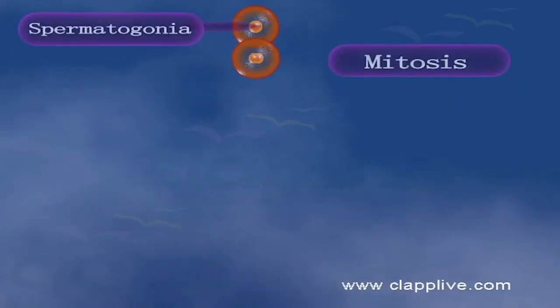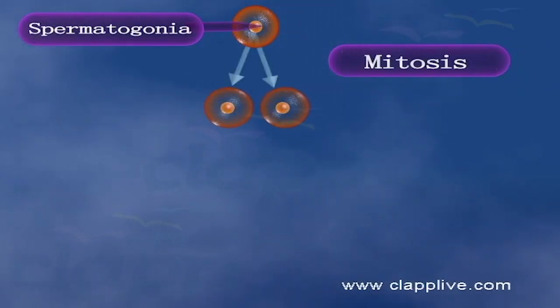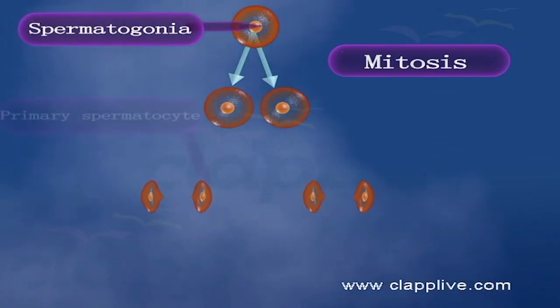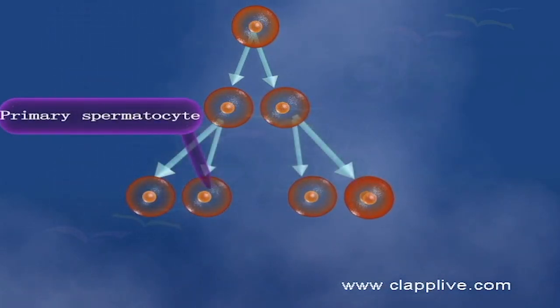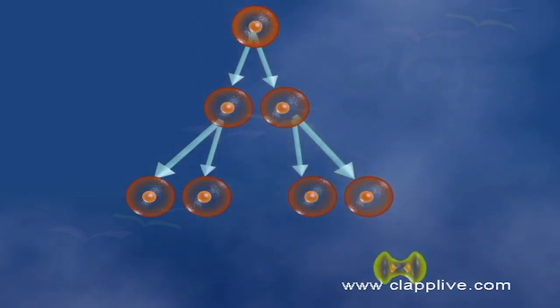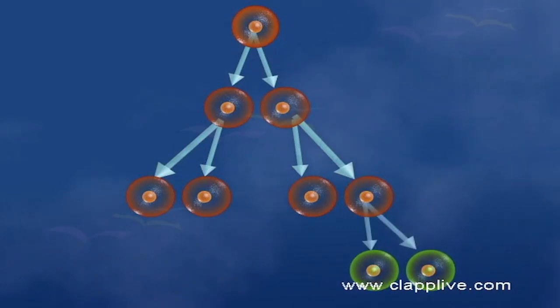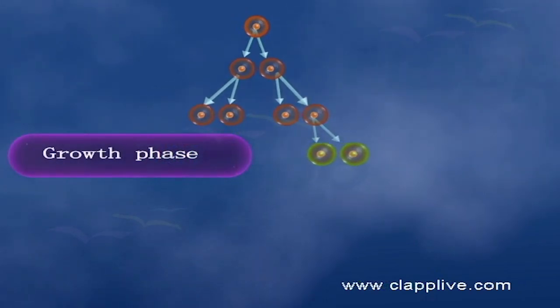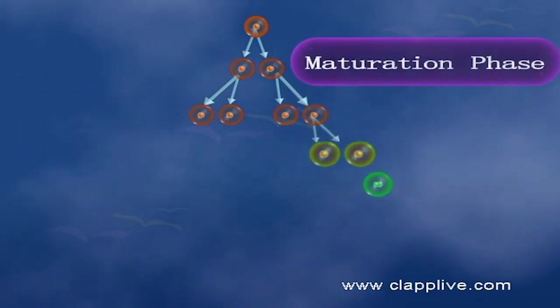The process begins with the multiplication of spermatogonia. Each spermatogonium again divides into 2 diploid primary spermatocytes. The next is the growth phase, in which each diploid primary spermatocyte enlarges and prepares for meiotic division. The third phase is the maturation phase, where each diploid primary spermatocyte undergoes meiosis.